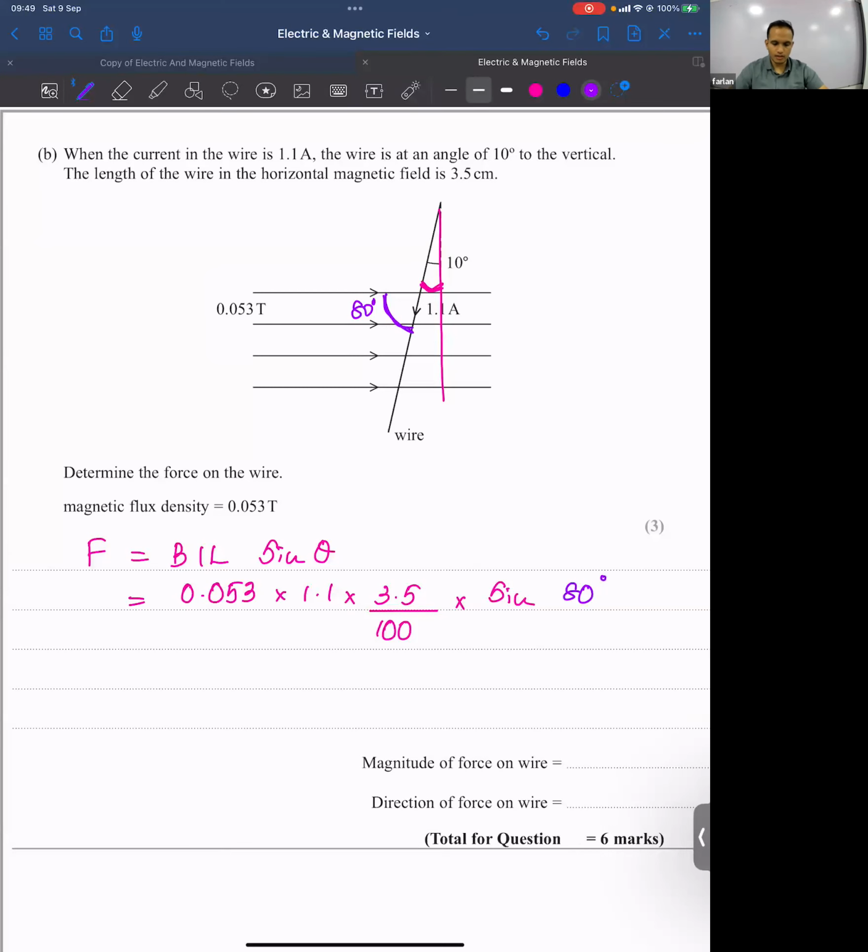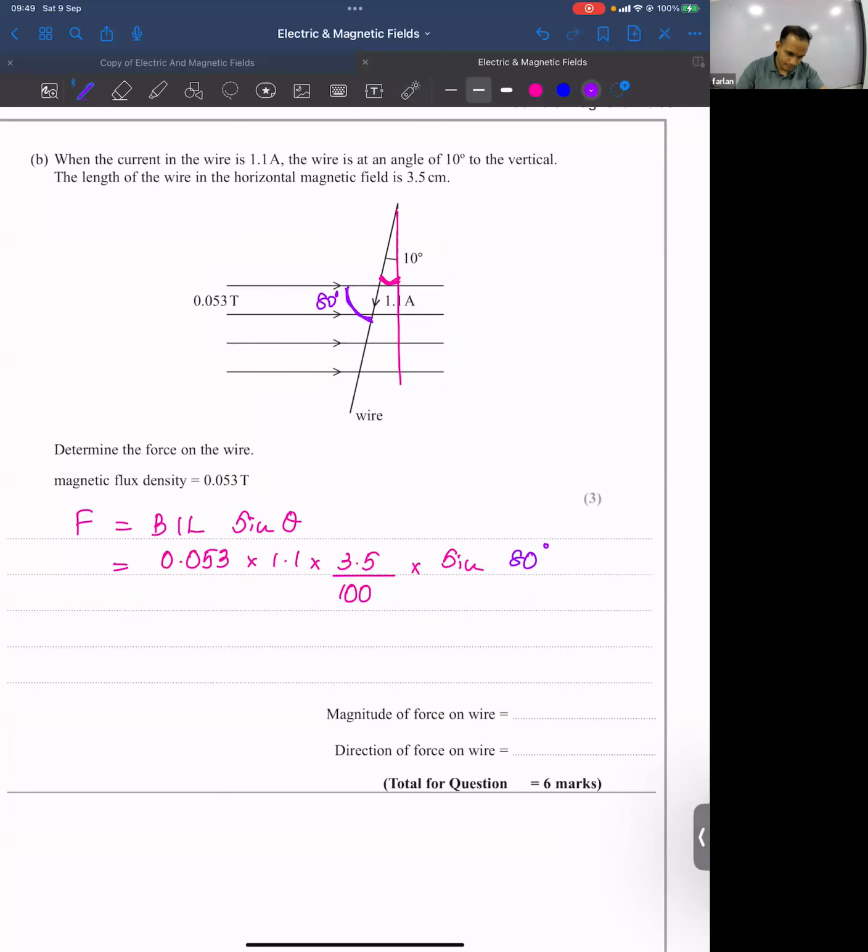So it will be 2.01 into 10 to the power minus 3 newtons. And the force will be out of the plane of paper. Direction of the force on the wire.